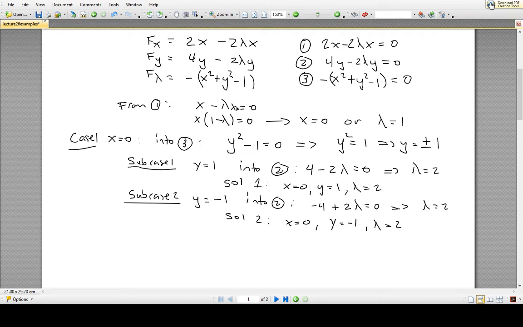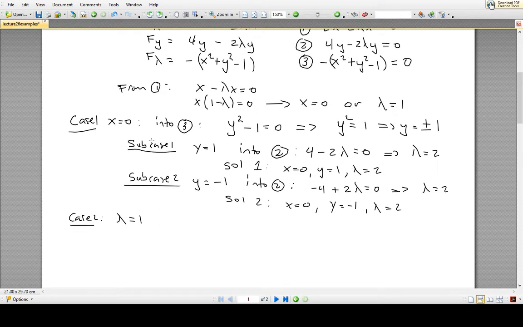Okay, so I have two solutions so far to this system of equations, but remember, all the way back in my first step here, I could have chosen, instead of choosing x equals 0, I could have chosen that lambda equals 1. So let's do case 2 here. Case 2. Instead of choosing x is 0, let's choose that lambda is equal to 1. Okay, so if lambda is equal to 1, I'm going to use that in equation 2.